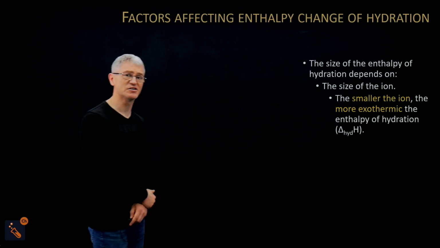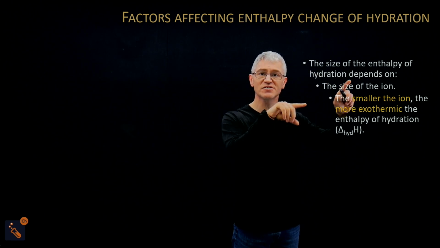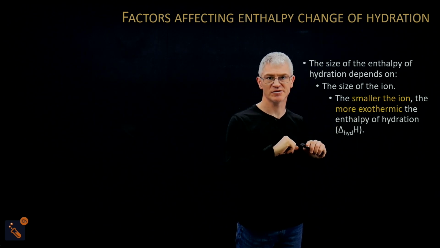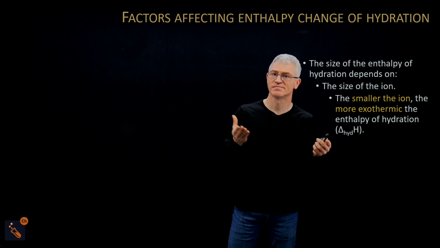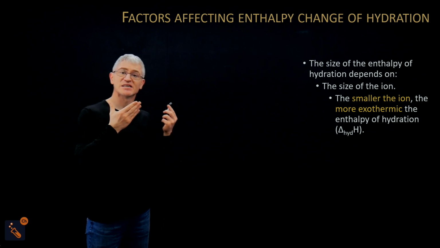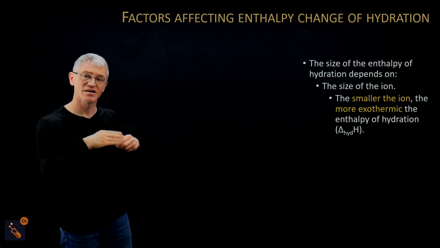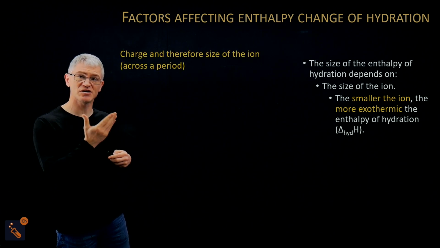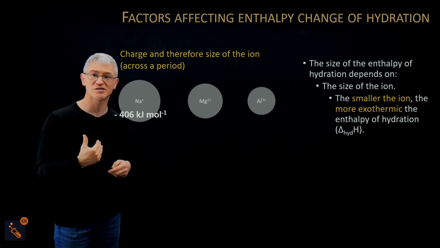So enthalpy change of hydration is exactly the same thing. The size of the enthalpy change of hydration depends on the size of the ion. The smaller the ion, the more exothermic. Okay? Because it's forming a bond. Because it's forming that bond, you can make a stronger bond because the ion is smaller, and therefore more exothermic change if you have an ion that's smaller. So charge and therefore the size of the ion across the period. So if we look at this, we want to talk about hydration enthalpies there.